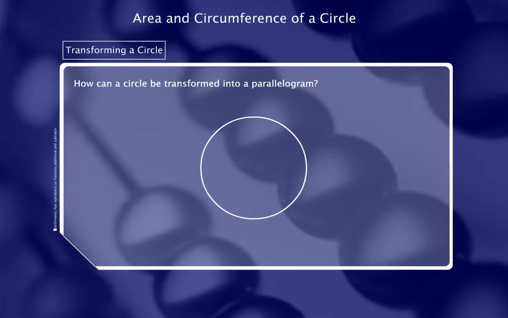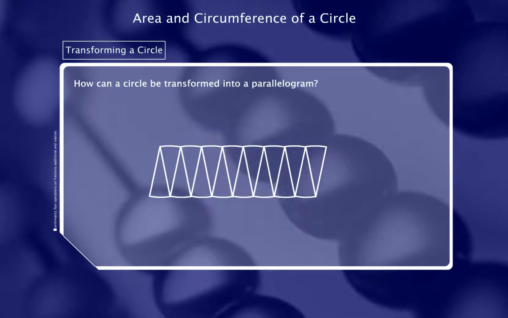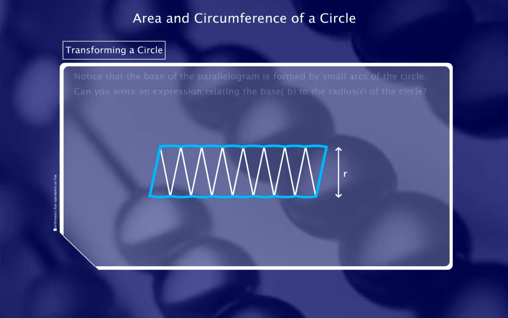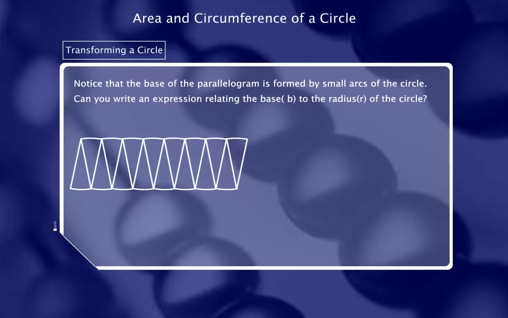How can a circle be transformed into a parallelogram? Click on the button provided to see. We have obtained a crude parallelogram with its height equal to the radius of the original circle. Notice that the base of the parallelogram is formed by small arcs of the circle. Can you write an expression relating the base B to the radius R of the circle? Click the button provided to check if your answer is correct.